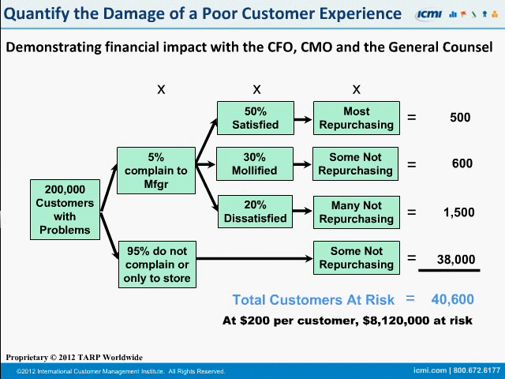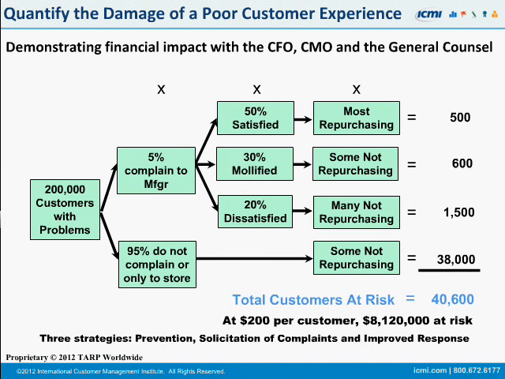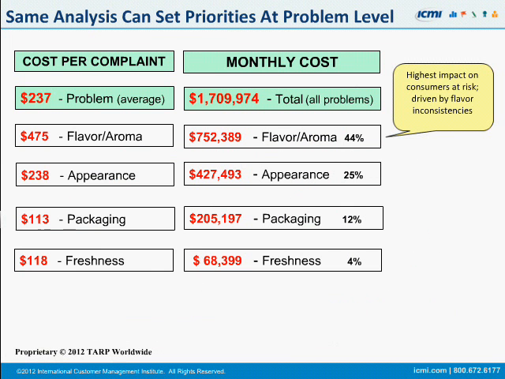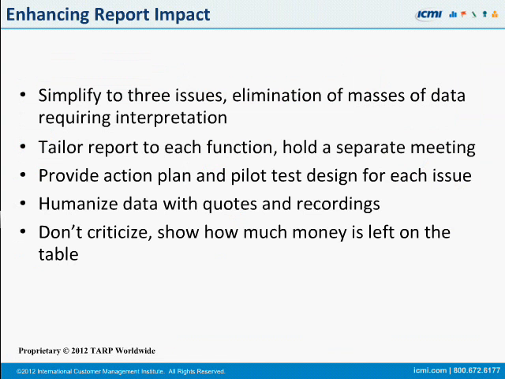In this case, if we have 40,000 customers at risk at $200 each, that's $8 million at risk. And you can then say if we reduce problems by 20%, we're going to reduce that $8 million by $1.6 million. So this kind of chart implies three strategies: prevention, solicitation, getting more people to complain, and improved response. So you can quantify the impact of improved first contact resolution, but you can also quantify the impact of prevention. And let me just skip this because we're getting low on time.